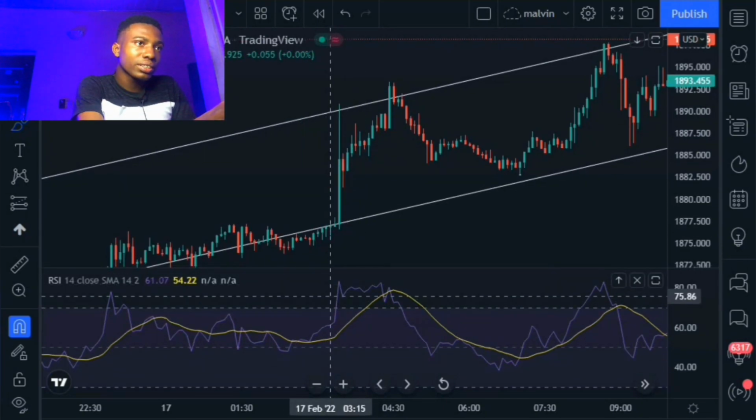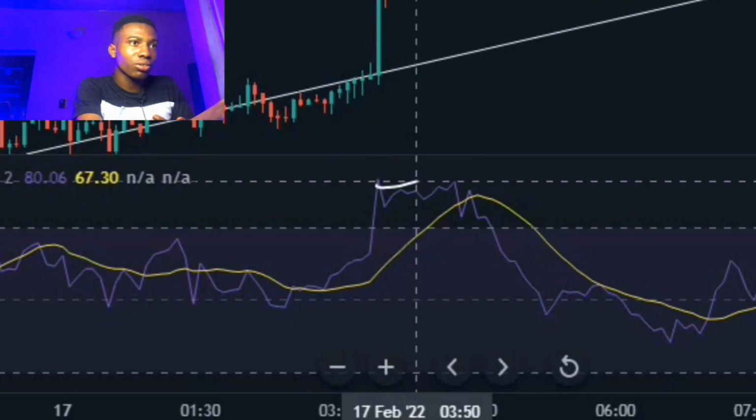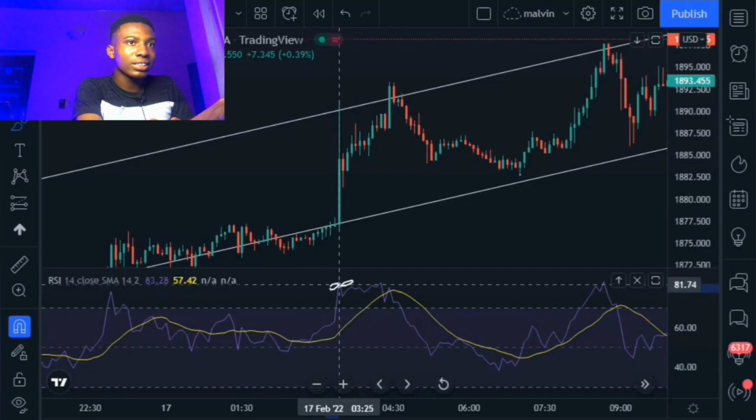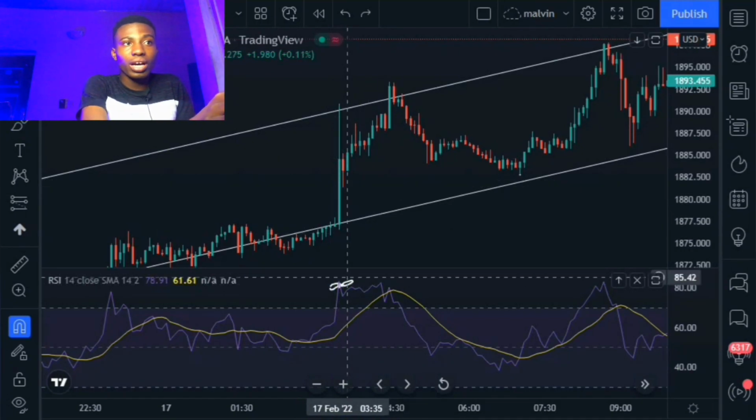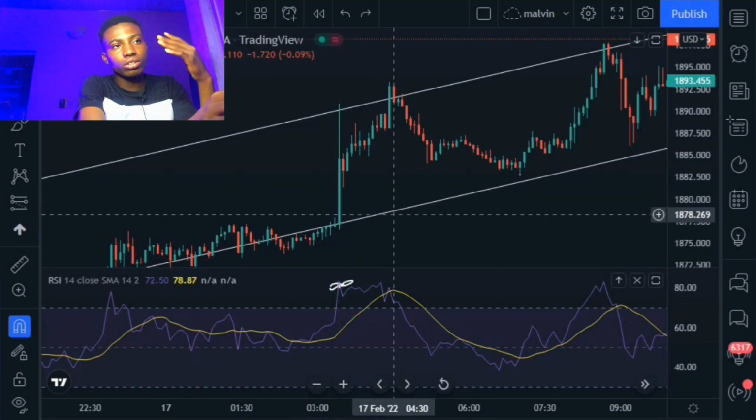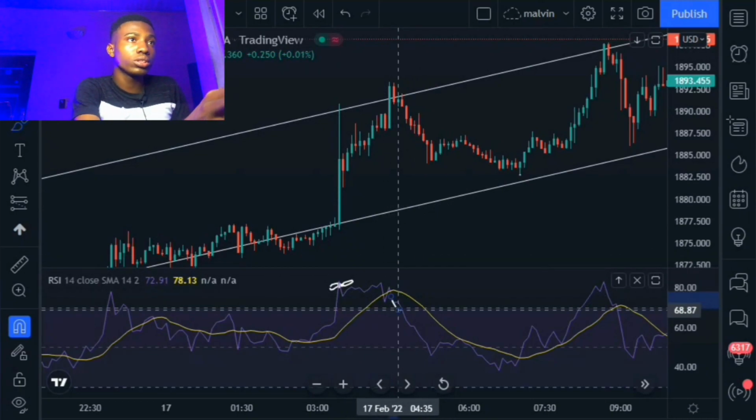Some people, whenever they see the relative strength index already showing that we're at the 70 mark, start shorting from there. So pretty much you would get stopped out. You have to wait for the confirmation of the 14 moving average.